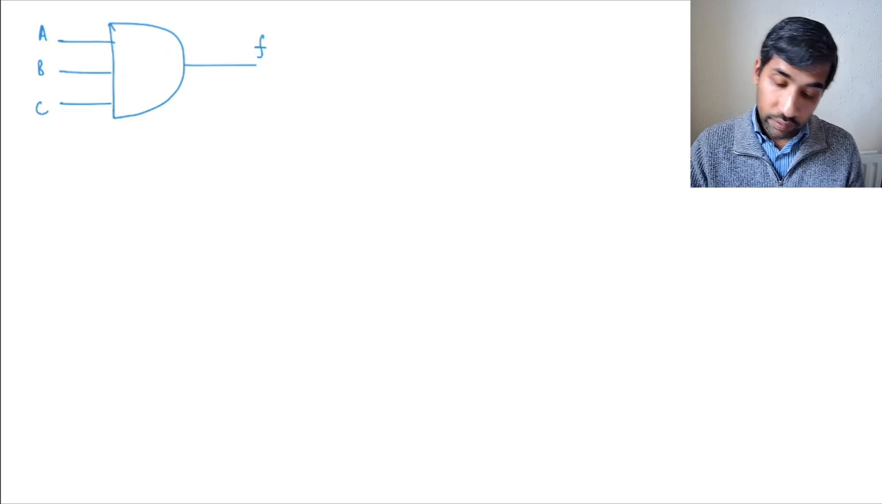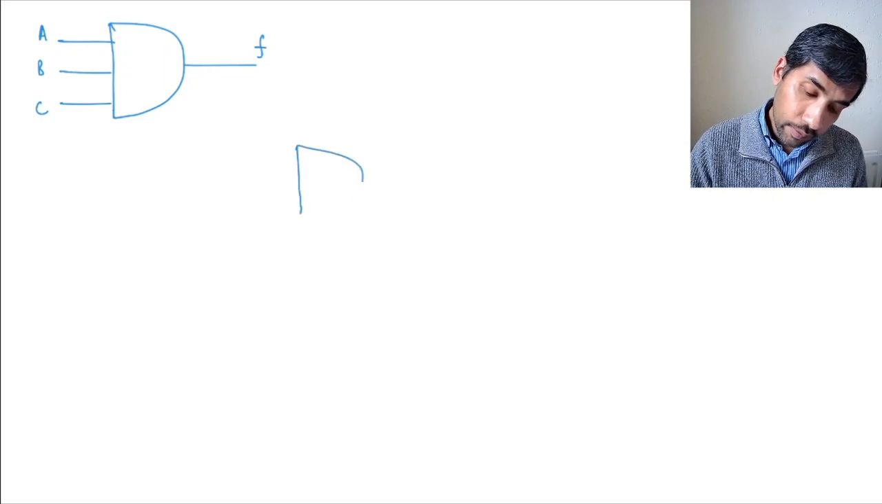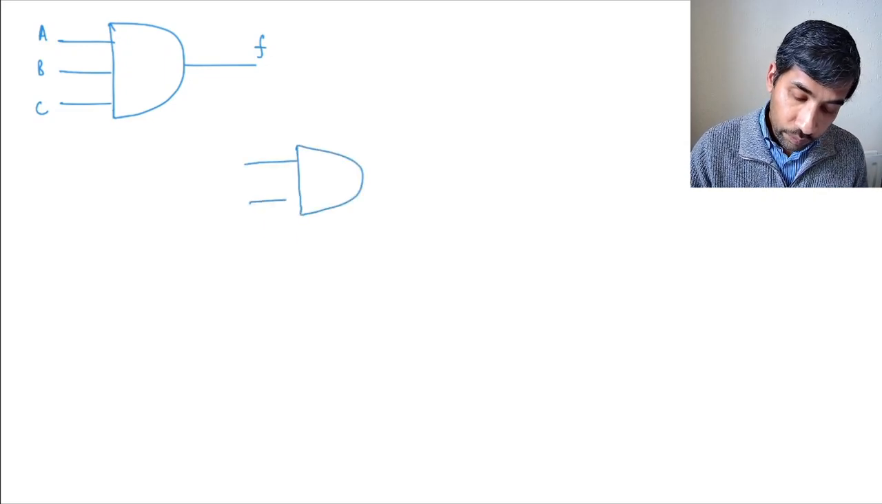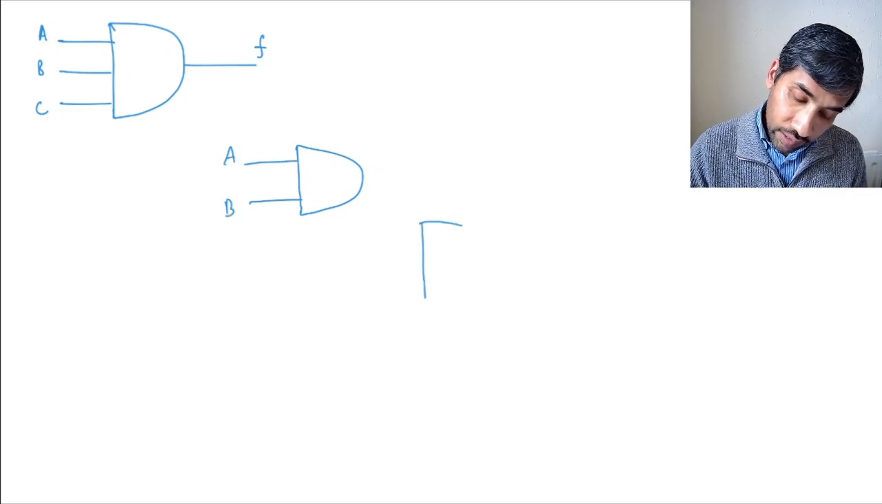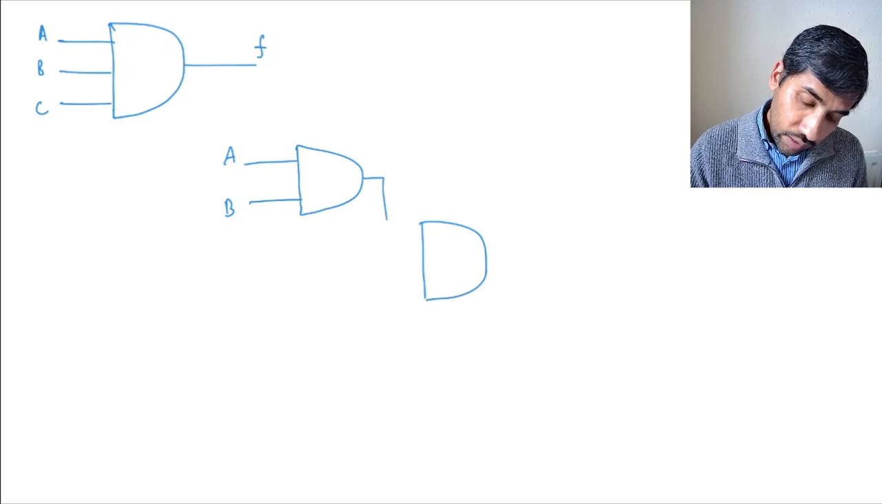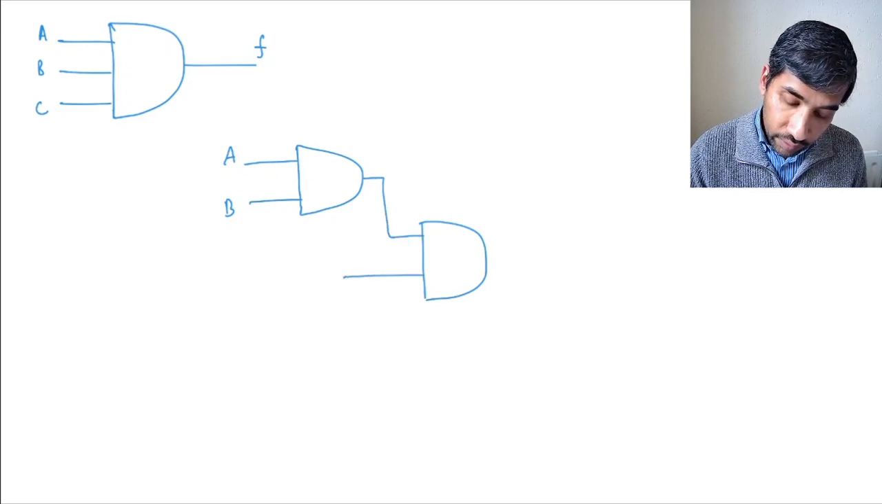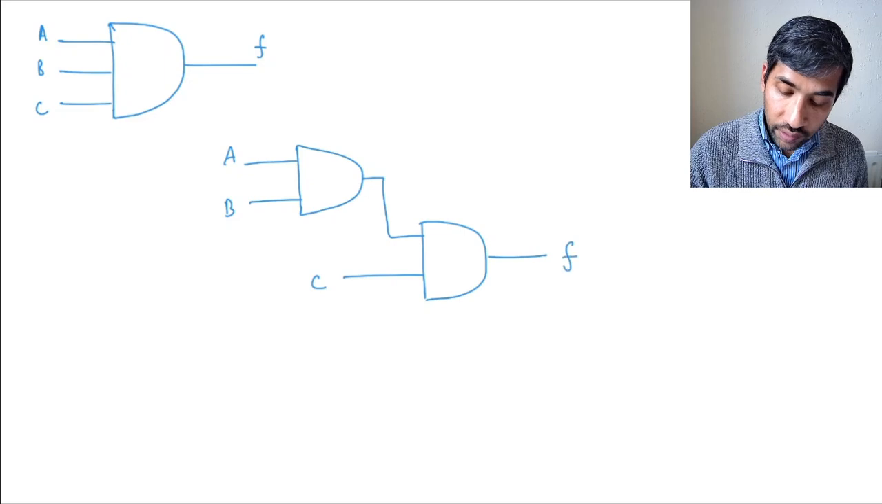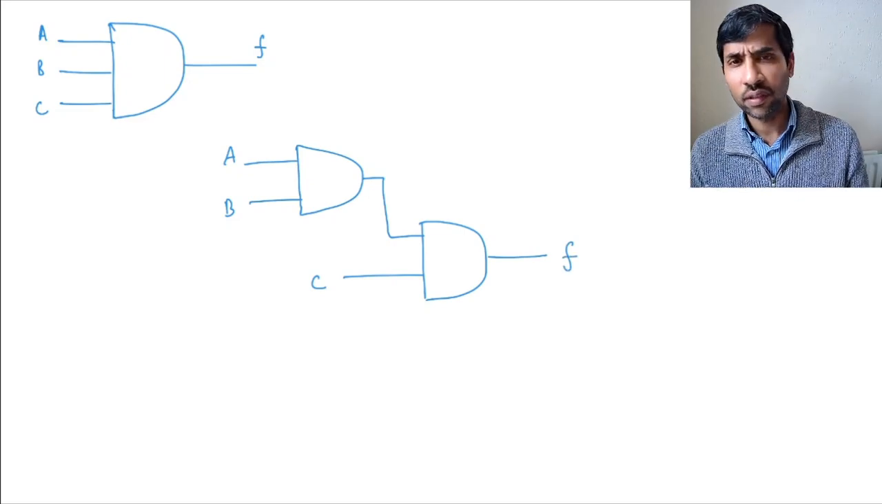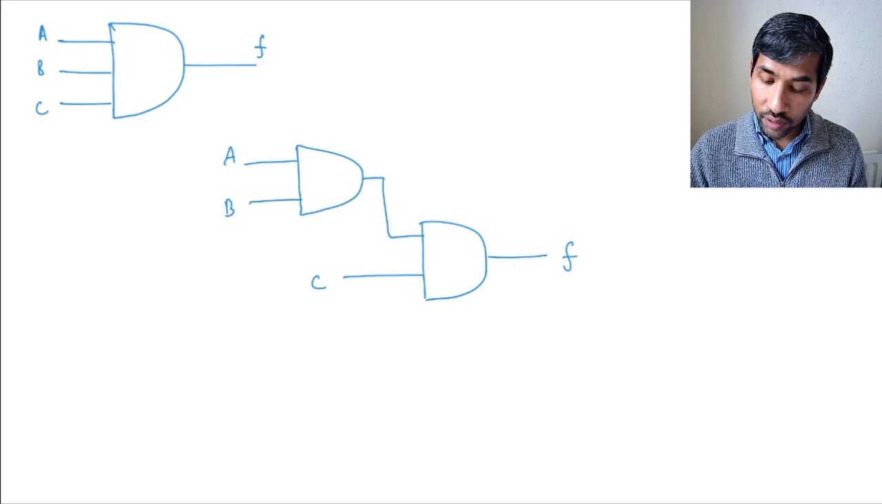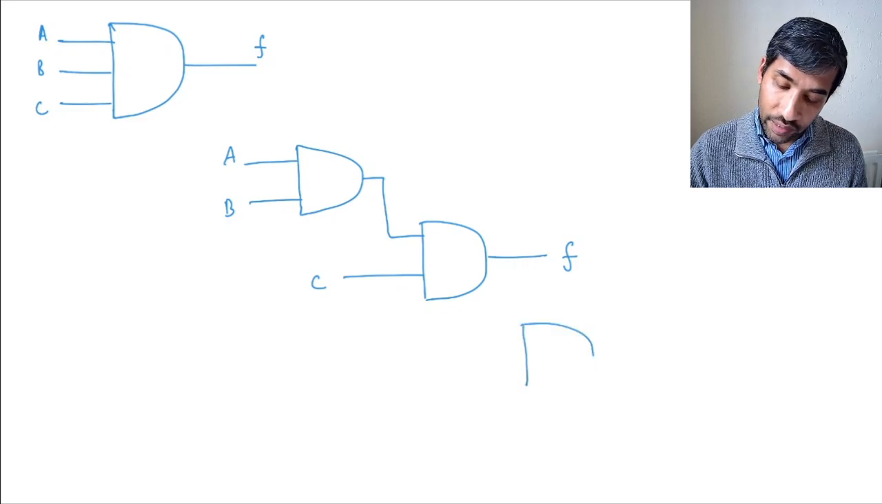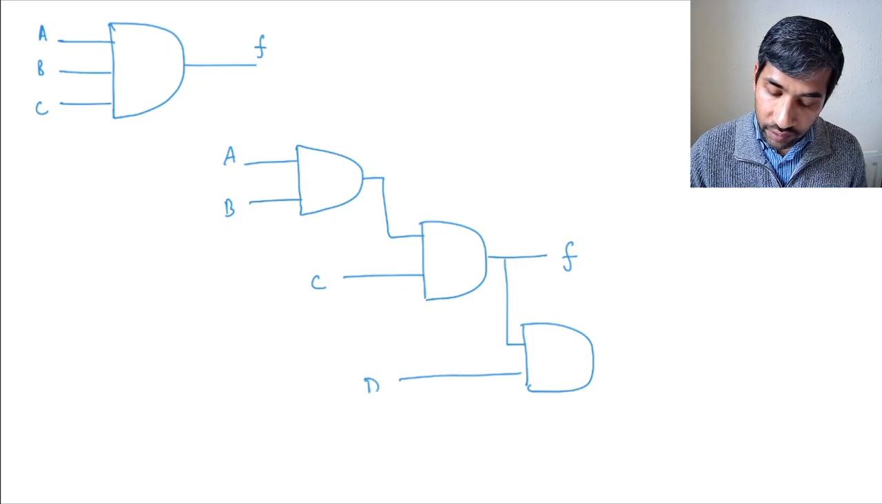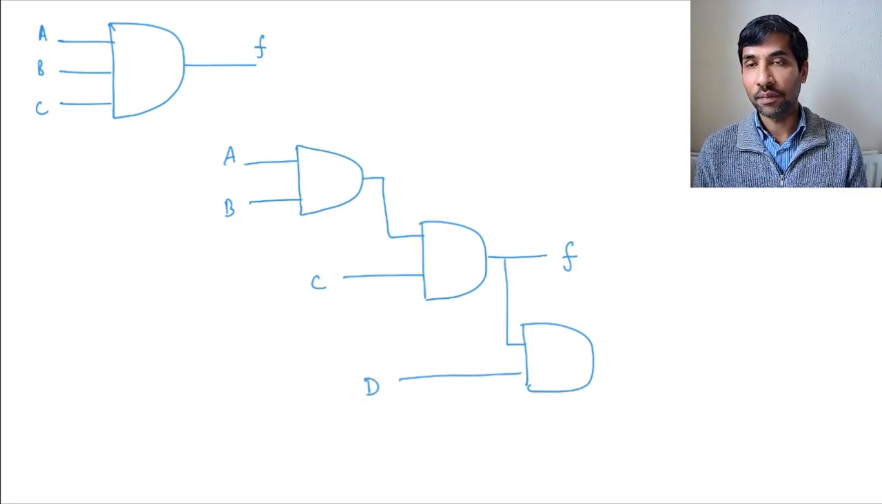So you can take a two input AND gate, give two of the inputs here, A and B, and then you have another AND gate here, which takes the output and ANDs it with C. So here you again get F, which is ABC. If there was a fourth input, then you'll have another AND gate coming here, with the output of this AND gate going here, and then you have the fourth input, let's say D here, and so you can make a four input AND gate out of two input AND gates.